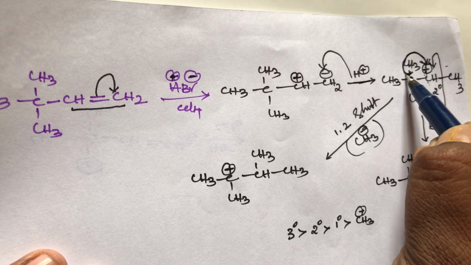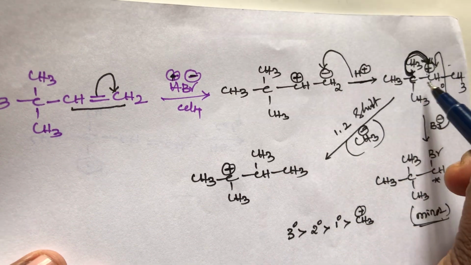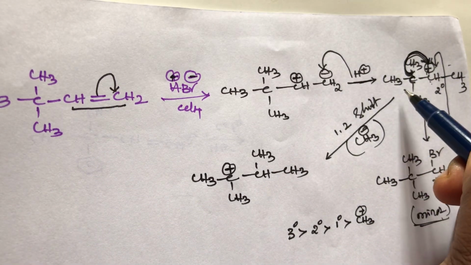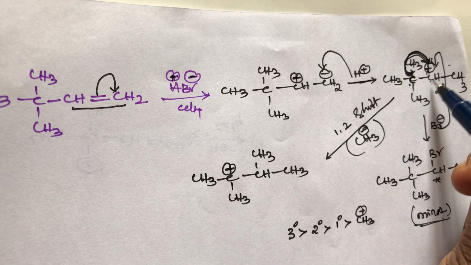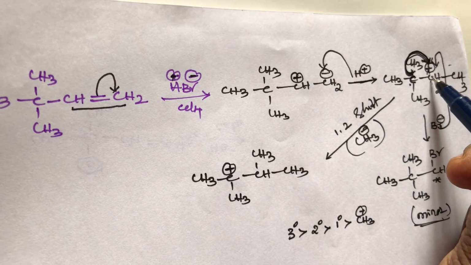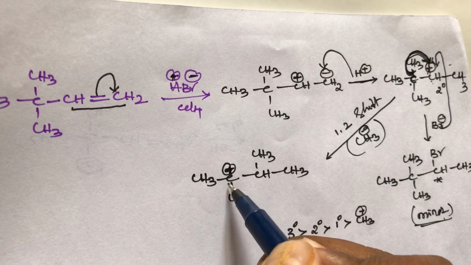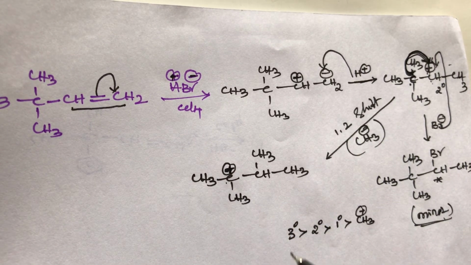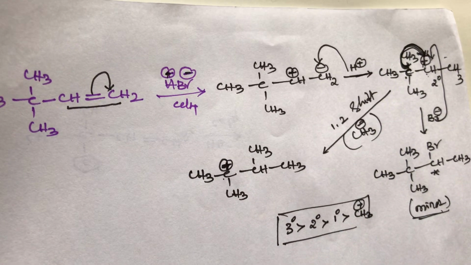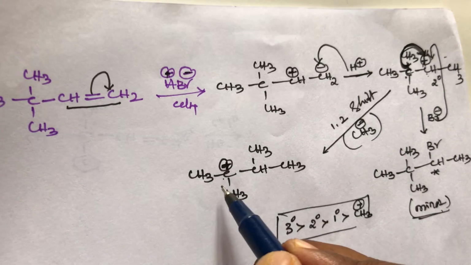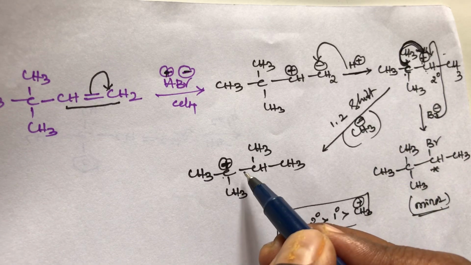This CH3 group will shift towards the right hand side, so the positive charge shifts to the left hand side, meaning this carbon gets the positive charge and this carbon becomes neutral, getting one extra methyl group. So this carbon with positive charge is called a tertiary carbocation. We know tertiary carbocation is more stable than secondary carbocation, and secondary is more stable than primary. Out of these, which one is more stable? Tertiary carbocation is more stable.